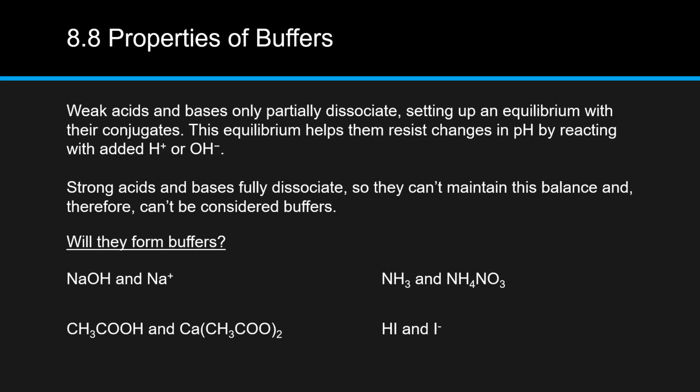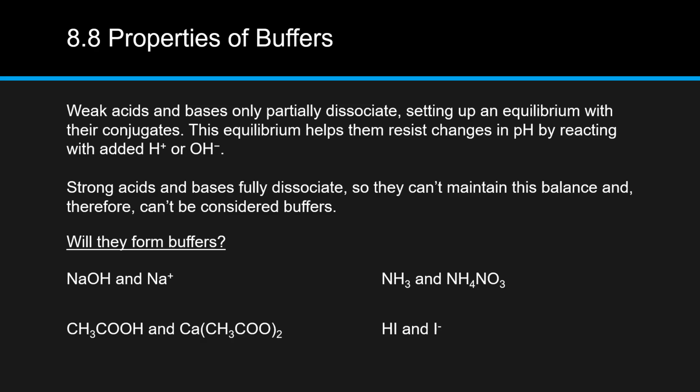Weak acids and weak bases only partially dissociate, which means they establish an equilibrium with their conjugate pairs. That equilibrium is what allows buffers to work because when we add H+ or OH-, the system shifts to counteract that change and then maintain a relatively stable pH. On the other hand, strong acids and strong bases fully dissociate, so there's no equilibrium established, and because of that they can't respond to added acid or base and they don't form buffers.